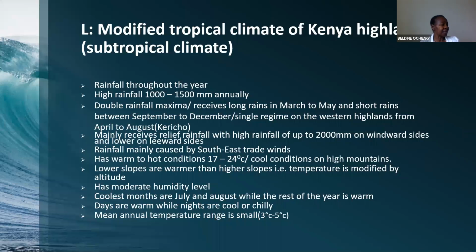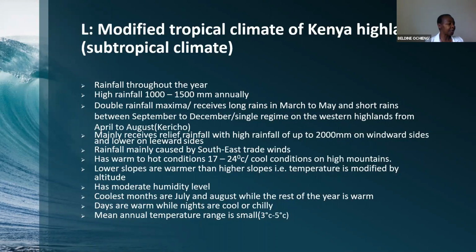Lower slopes are warmer than higher slopes. Obviously, the higher you go, the cooler it becomes. Temperature is modified by altitude. The higher you go, the cooler it becomes. Has moderate humidity levels. Coolest months are July and August, while the rest of the year is warm. We know that, especially those people who live within the Eastern and Western Highlands in our country. Then we go for the days are warm while nights are cool or chilly.